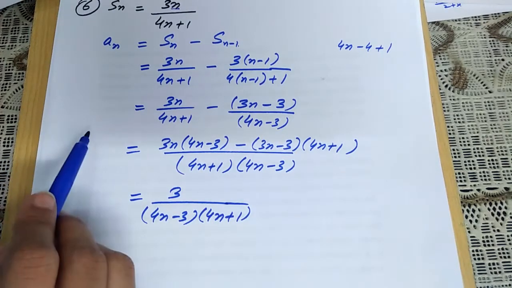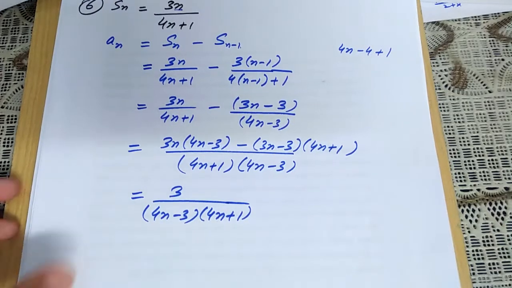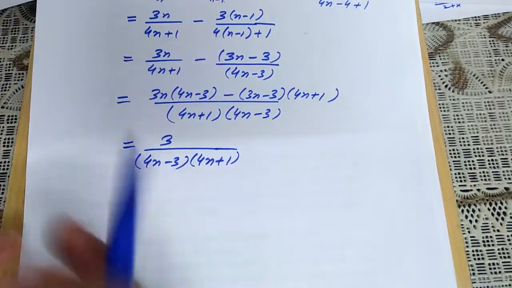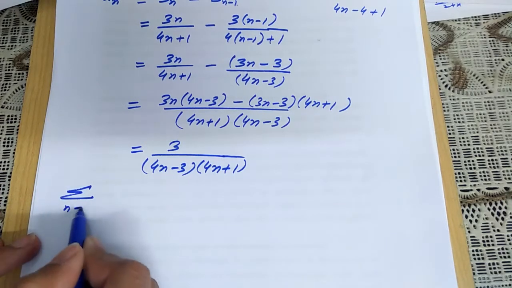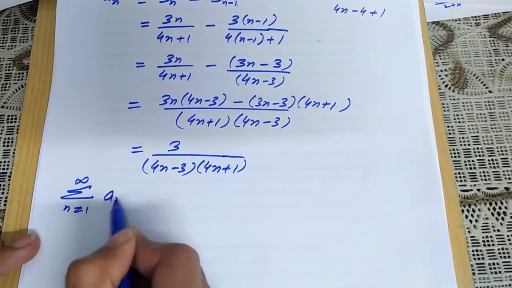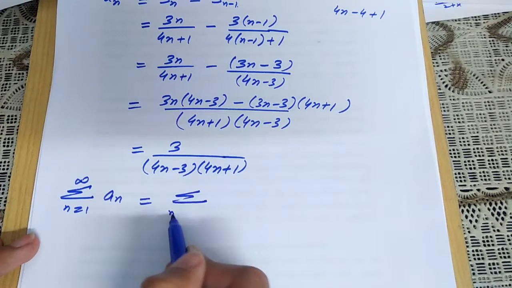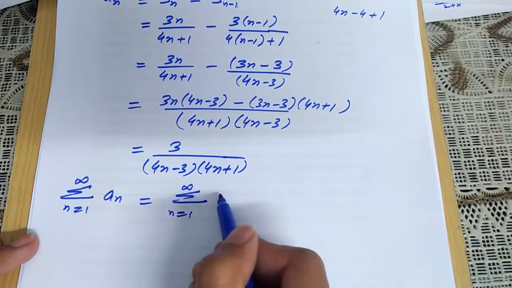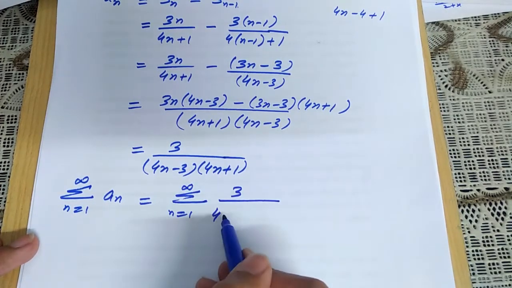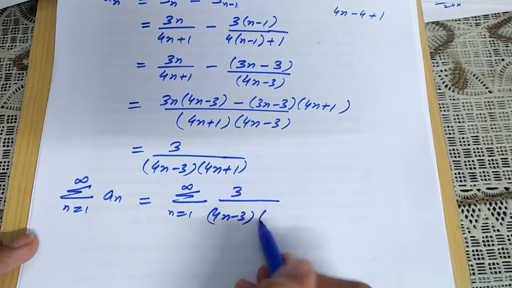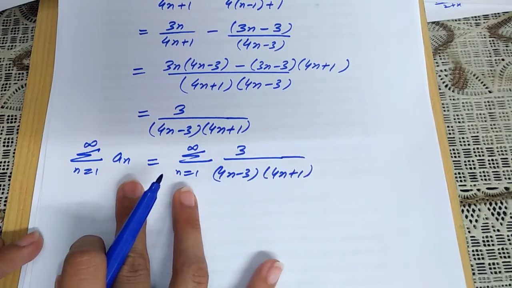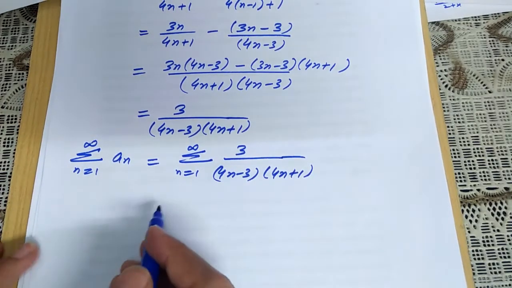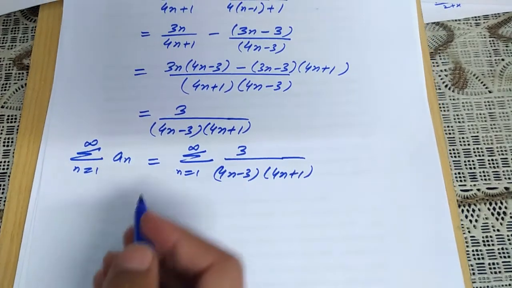Now you have to check whether it is convergent. First let us write it in terms of a series. A series is written in the form of a summation. So the summation from n equals 1 to infinity of an is equal to the summation from n equals 1 to infinity of 3 over 4n minus 3 into 4n plus 1. So this is basically your infinite series. Now we need to find out whether it is convergent or not.